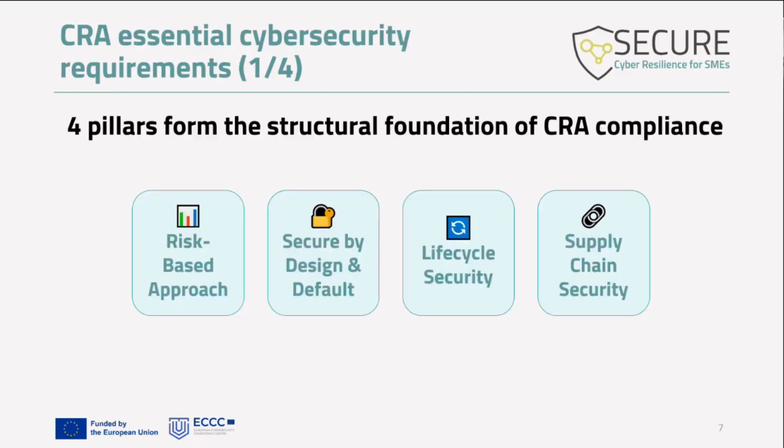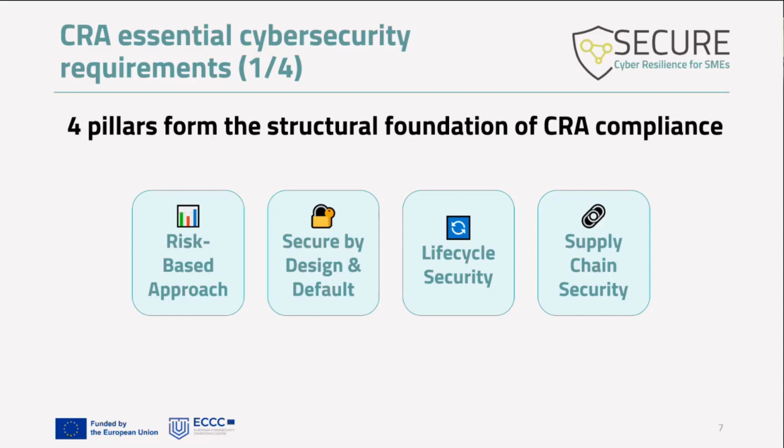The second guideline focuses specifically on Annex 1, Part 1 of the CRA, translating the essential cybersecurity requirements into practical and technical guidance. Annex 1, Part 1 establishes the foundation principles of the Cyber Resilience Act based on 4 pillars. The 4 pillars are risk-based approach, secure by design and default, lifecycle security, and supply chain security.